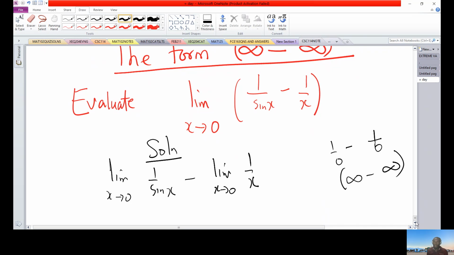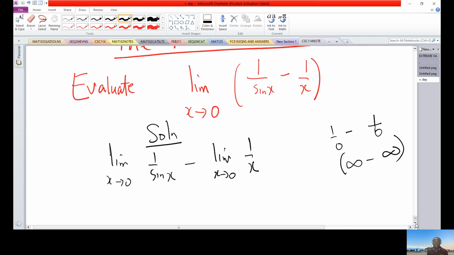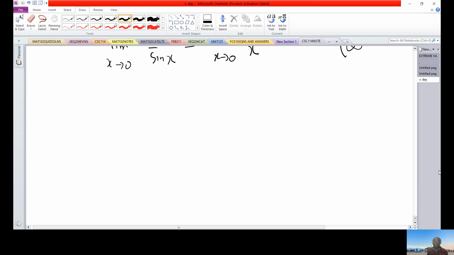So this is the case of infinity minus infinity. So now what we do, we try to see whether we can write this function in a form which will allow us to have either infinity over infinity or 0 over 0 case to allow us to apply L'Hospital's rule. So the function that we have is 1 over sine x minus 1 over x. So let's try to put the two functions together. So the LCM will be x times sine of x, and then this one into the LCM will be x. This one into the LCM is minus sine x.